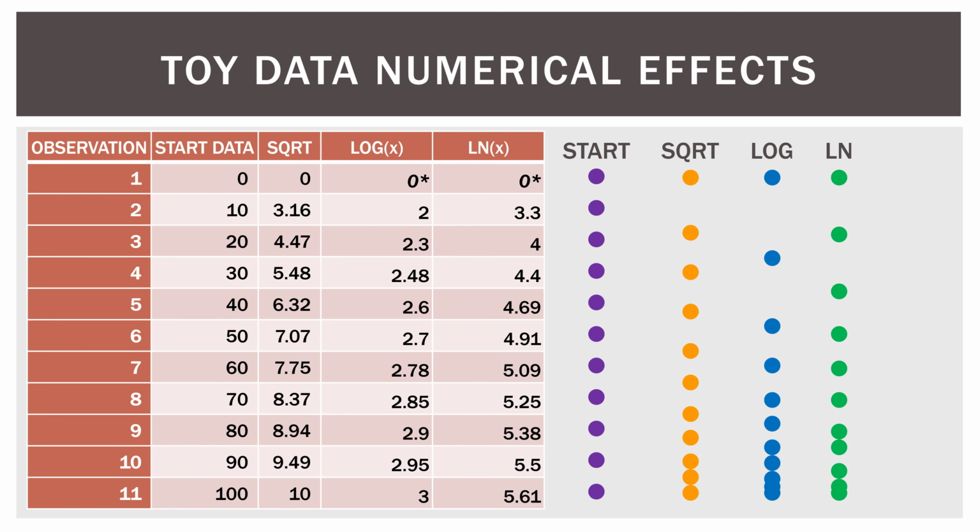So here we have some toy data that I use just to kind of show how each value is related to the other values. So in our start data in the purple here, we have a hypothetical set of 11 data points that are evenly spaced. So 0, 10, 20, 30, 40, 50, and so on. That's represented by the purple dots under start over here on the right.